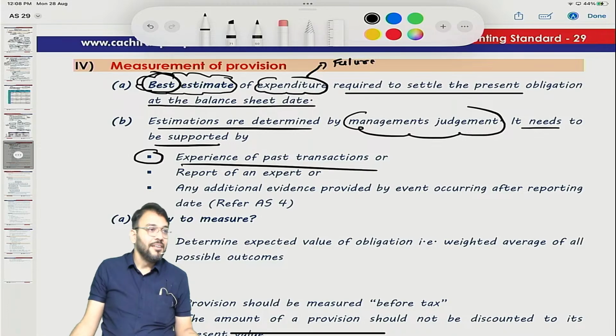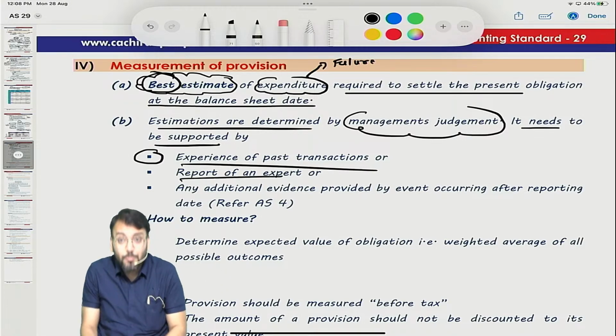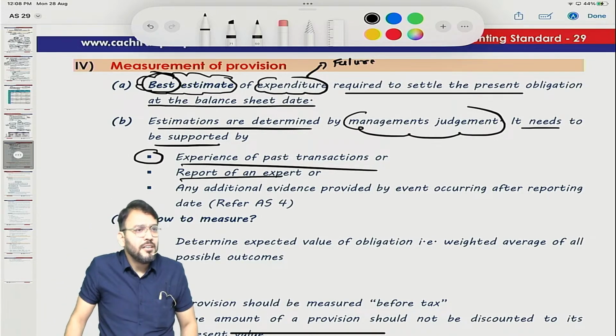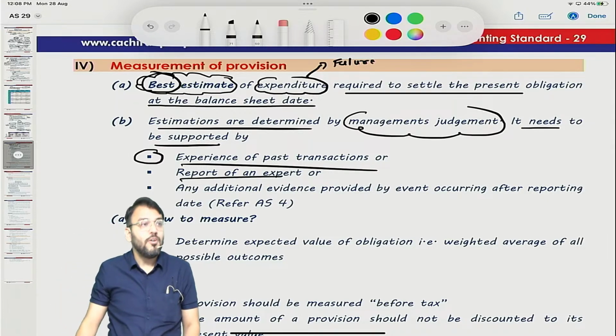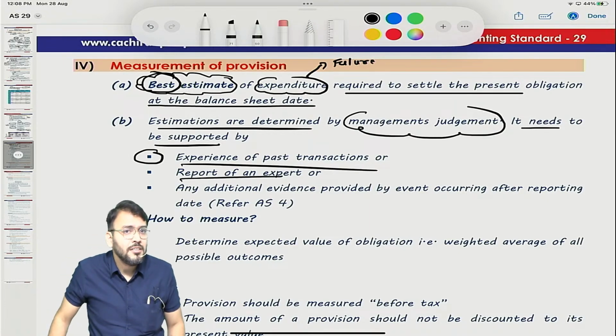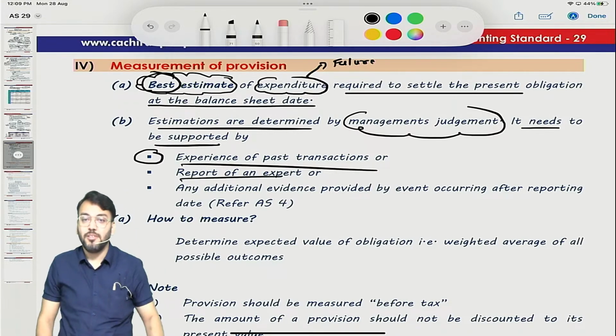Simple. Or if there is no past transaction, then go to expert and ask their report. Means expert will determine then. For example, a high court case is going on, and for the first time a high court case is going on with you. Correct. So you will ask the lawyer, see how much I need to pay. So he is the expert. So we will take the report of an expert.